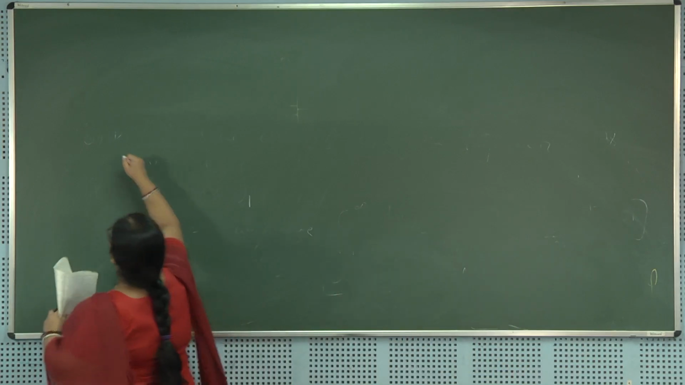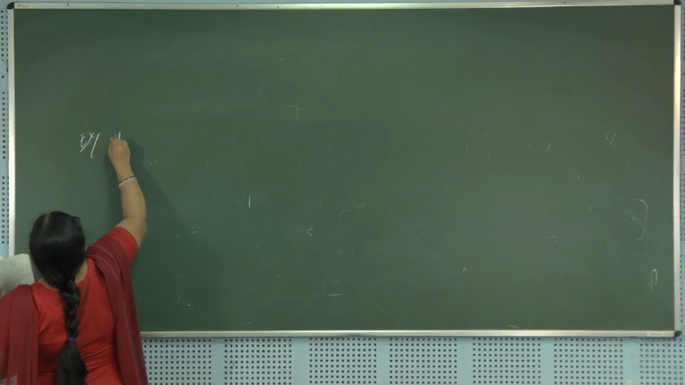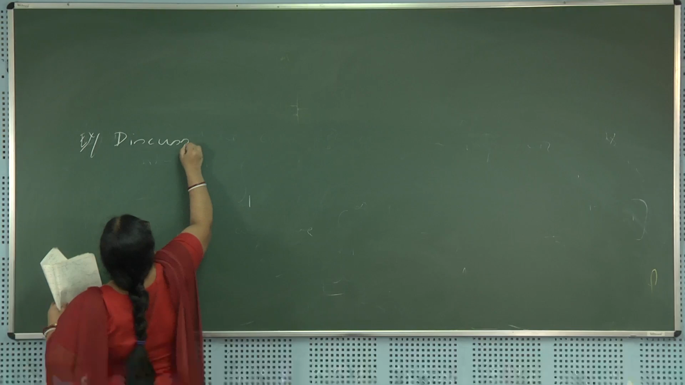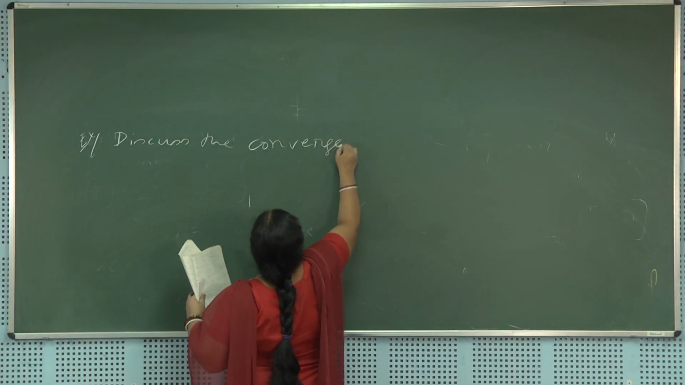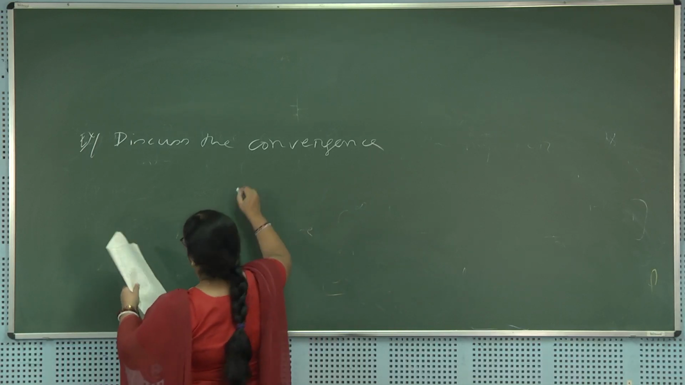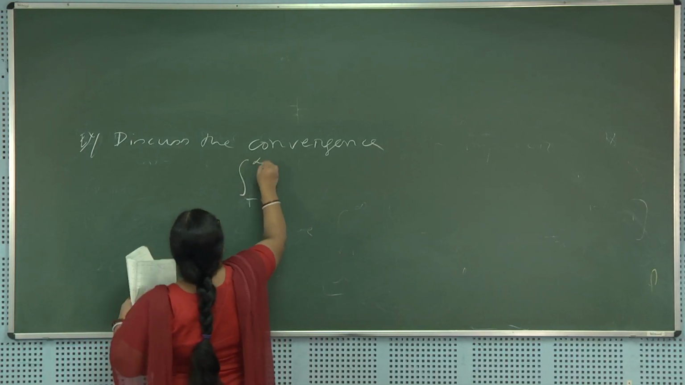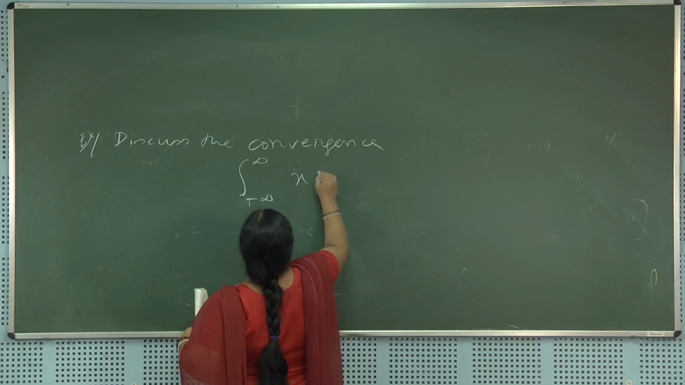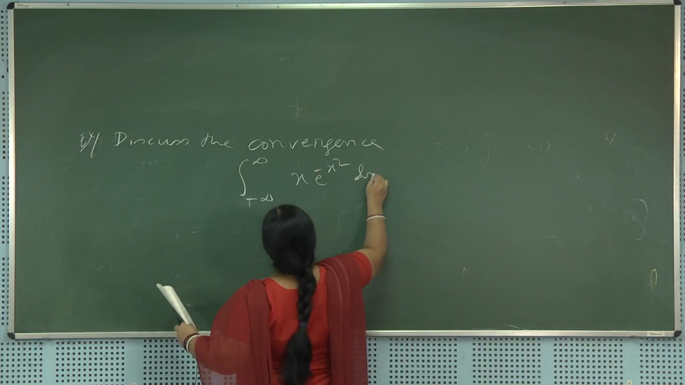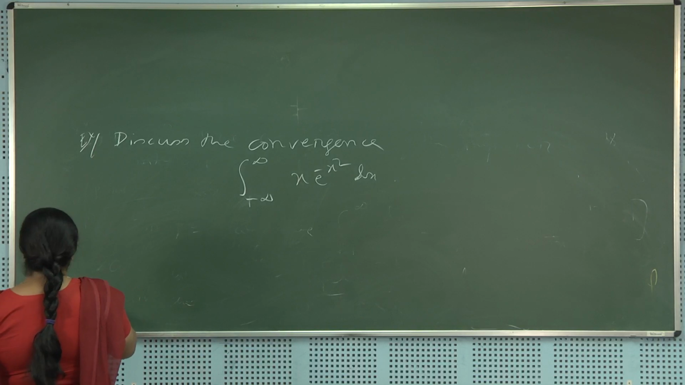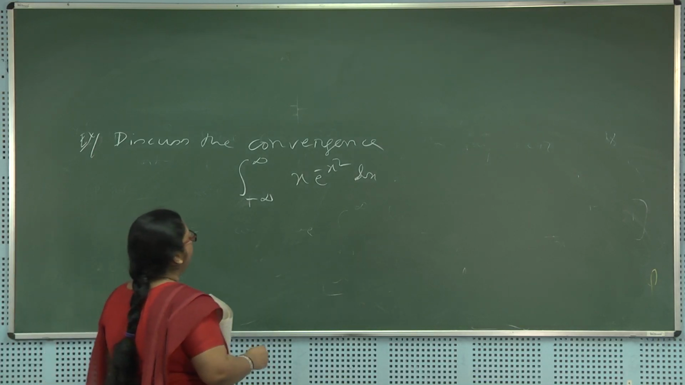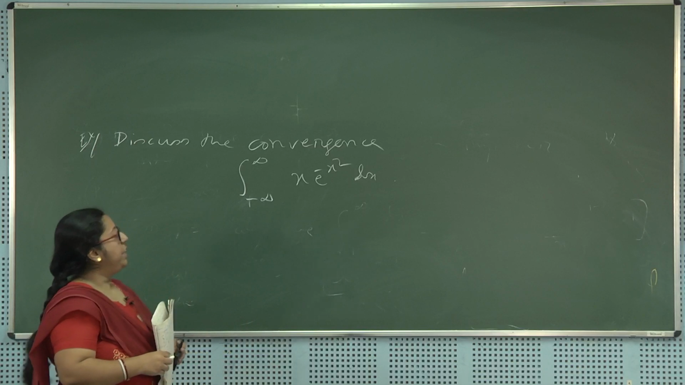For example, discuss the convergence of the improper integral from minus infinity to infinity of x e to the power minus x square dx. You can try to do this problem at home. Now the thing is, not every improper integral can be evaluated like this.